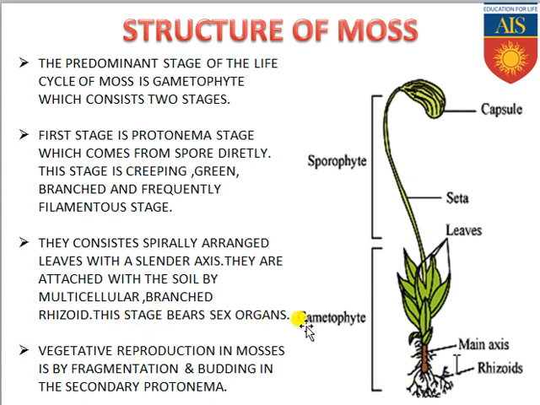This stage bears the sex organs. That means within the leaves the sex organs remain in a confined condition. Obviously the antheridium and archegonium are the sex organs, and they are present inside the leaves. Vegetative reproduction can happen in mosses, by fragmentation, and budding happens in the case of secondary protonema. There are two types: one is the primary protonema stage, the second is the secondary protonema stage. In the secondary protonema stage you can see the budding process.